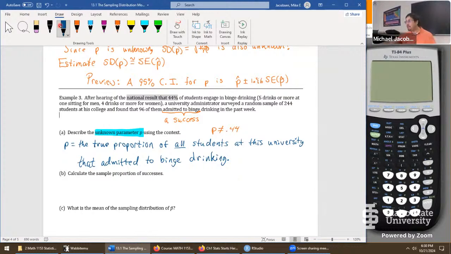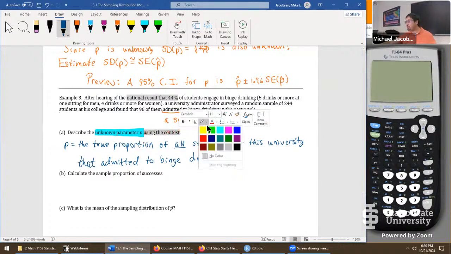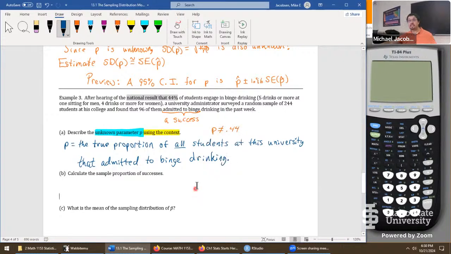So that's the true population proportion or the verbal description of the parameter. Again, this is pretty tricky, but we always have to use the context as well. Context came into play when we said all students at the university, and then when we mentioned the successes admitting to binge drinking. Well, any questions at all, folks, with our part A?